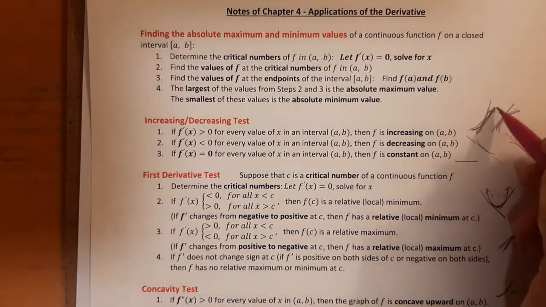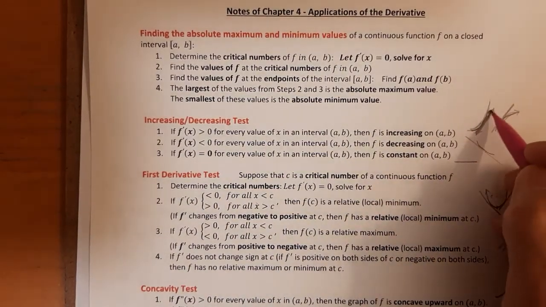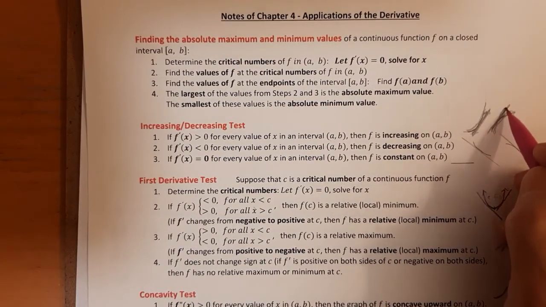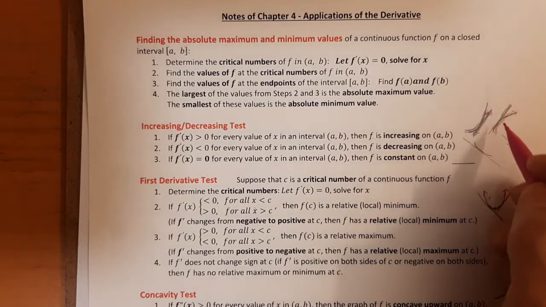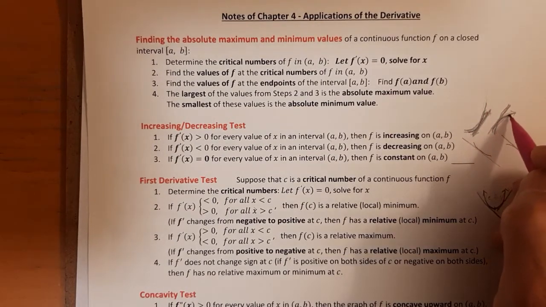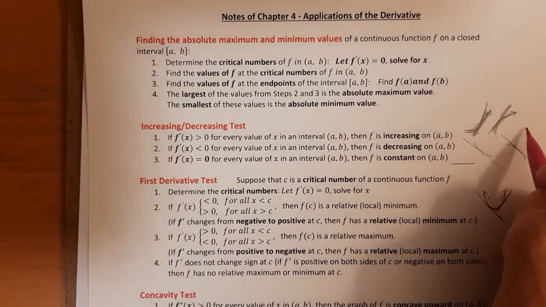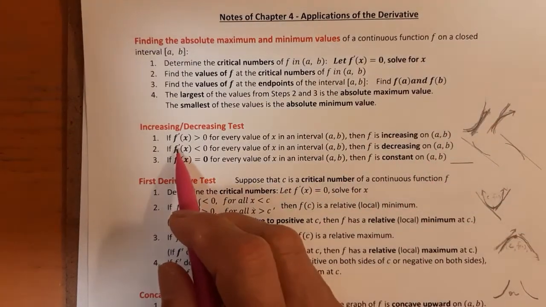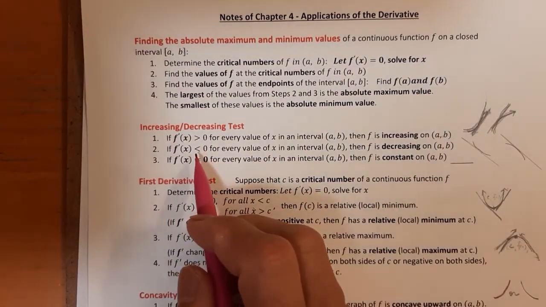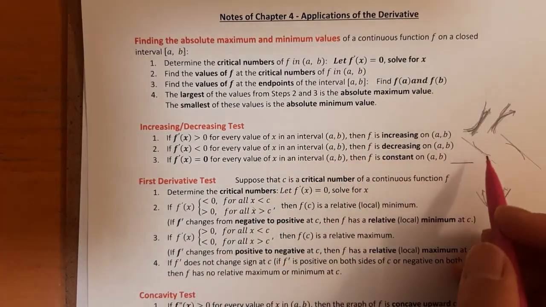Because the slope from left to right is positive, the tangent line goes this way, and your curve can be concave up, increasing, or concave down, increasing, from left to right. So it is increasing. If the first derivative is negative, then for every value of x on the open interval the function will be decreasing.